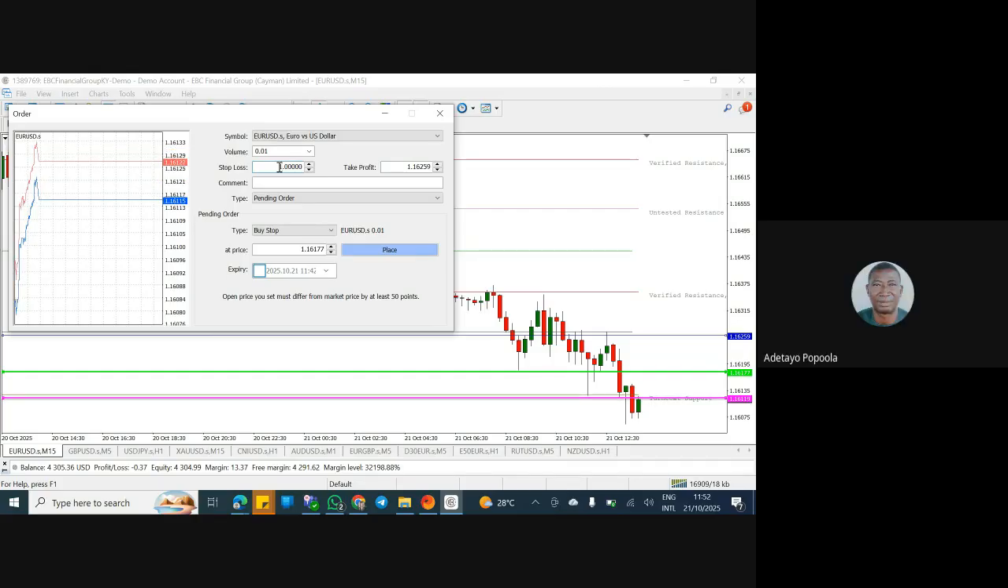1.16119. Are you seeing this? Our place is highlighted. If our entry was not good, in terms of being at least 50 points away from the market, this place would not be highlighted.